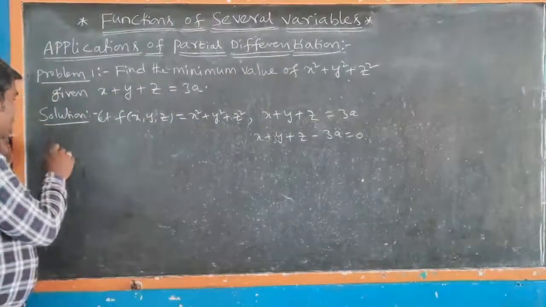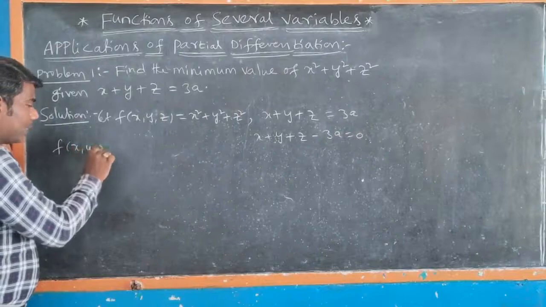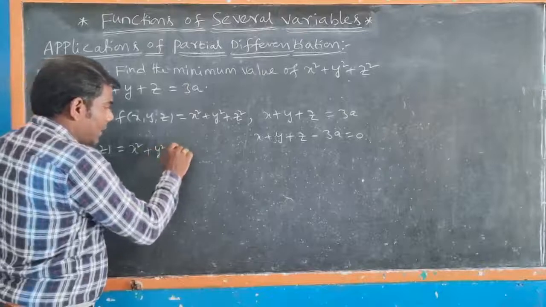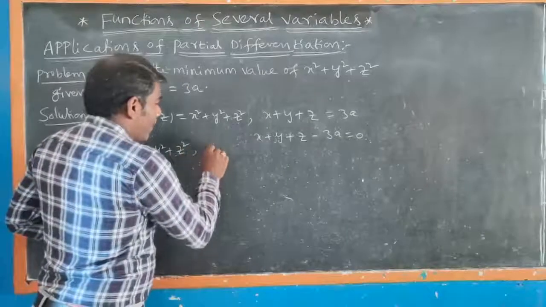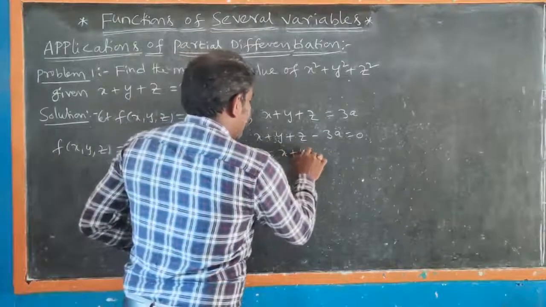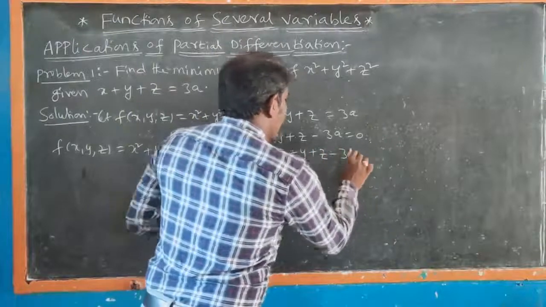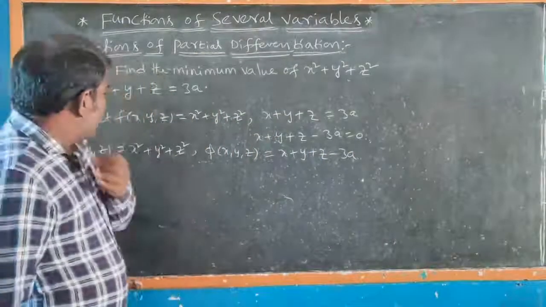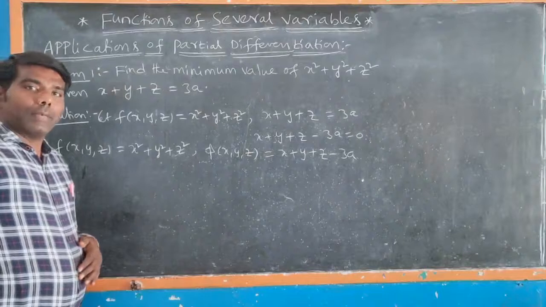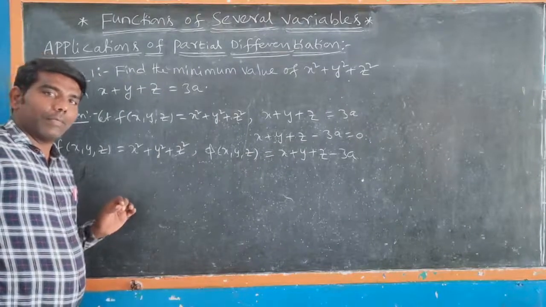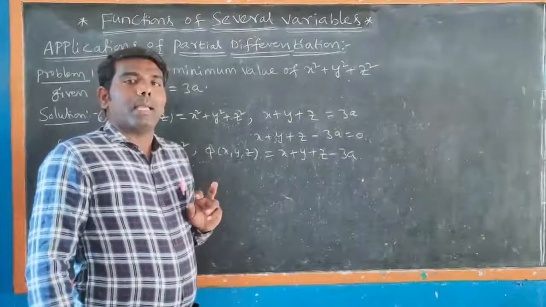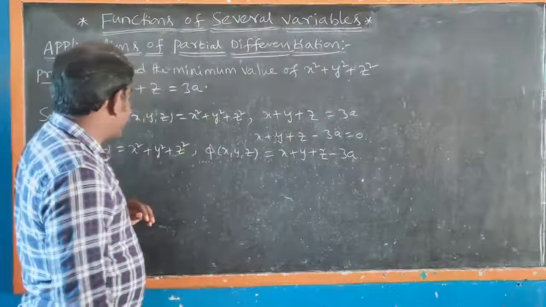Now f of x comma y comma z is equal to x square plus y square plus z square, and phi of x comma y comma z is equal to x plus y plus z minus 3. Now, first we have to find the partial differentiation of f with respect to x, y, z, and the partial differentiation of phi with respect to x, y, z. Here there are three variables x, y, z.